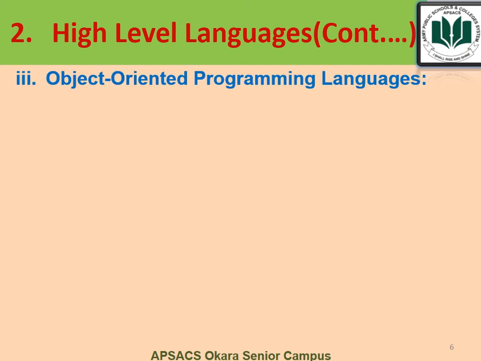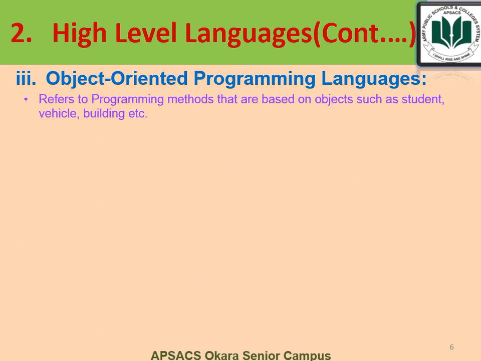Number three category is object-oriented programming languages. It refers to the programming method that is based on objects, such as vehicle, student, building. These are some of the objects which you can use. OOP means object-oriented programming. OOP provides a set of rules for defining and managing objects. So there are some rules which we will be using in OOP.